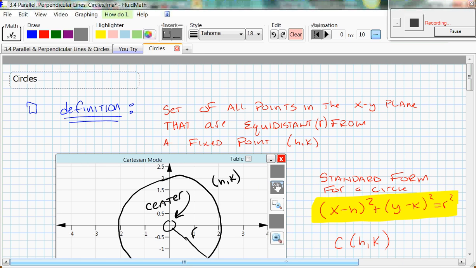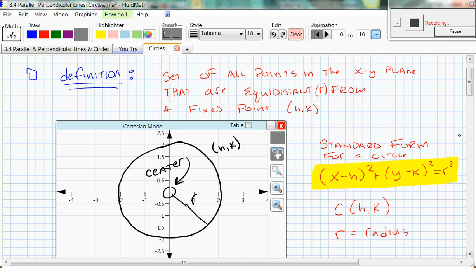Okay. So for circles, I kind of messed up the definition. I tried to fix it, but it's not all the way perfect. So for circles, the definition is a set of all points in the xy plane that are equidistant r from a fixed point h, comma, k. It's not important that you really have that down. You can just download the notes later. What's important is that you understand what all the pieces are.